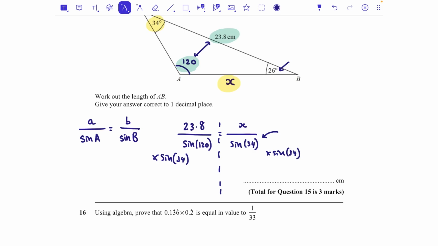So, in my calculator, I am typing 23.8 divided by sine 120 times by sine 34. And that is 15.36766. They want it to one decimal place, so that is going to be 15.4. Well done if you got that.